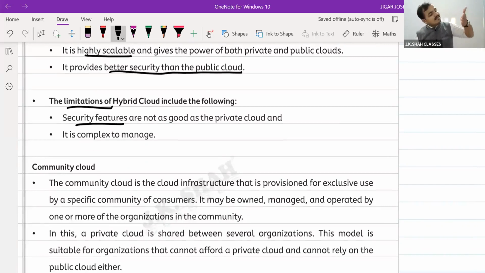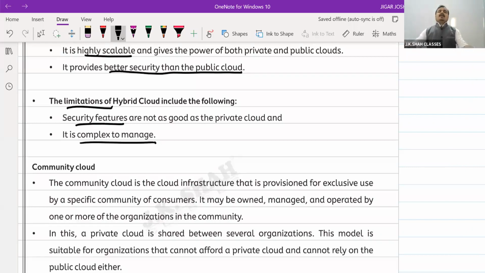Second, the limitations. First one, security feature. It has certain data on private and certain data on public. The data which is on public has the risk, yes or no? Yes, sir. And the last one, people, is that it is complex to manage. It is very difficult to manage this kind of cloud. Agree? Because the data which you need to keep on the private cloud, if you keep it on the public cloud, that will create disaster. Do you agree with me?